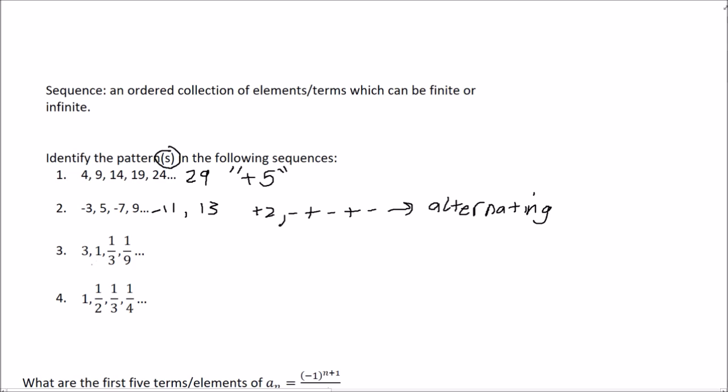So let's go down to this next one. What's the pattern in this one? 3, 1, 1/3, 1/9. It gets a little tricky. We had whole numbers and then they turn into fractions. So how do we get from 3 to 1?